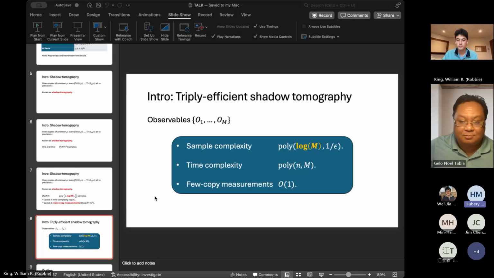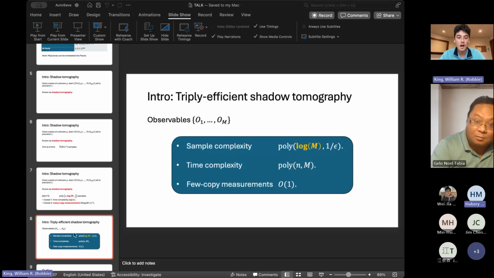I just want to clarify. So this slide is your result, right? No, we will not achieve this for general observables. We'll go back to the examples that we gave earlier and look at those ones. This is still open, how to do this in general.